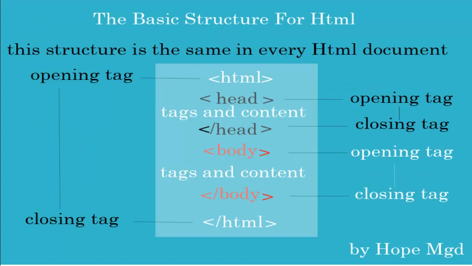After that, the basic structure for HTML. In every single HTML document you'll find the same structure. First, we put the HTML tag saying this is an HTML document. Then we close it down here. Then we start with the head tag. We close the head tag, then the body tag, and we close the body tag. I will explain every single one of these three important tags.